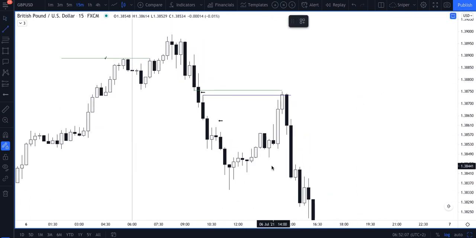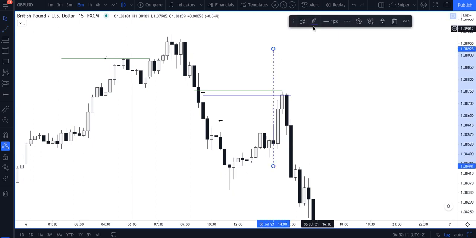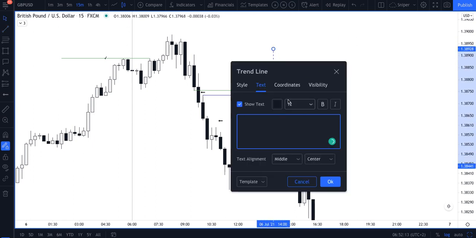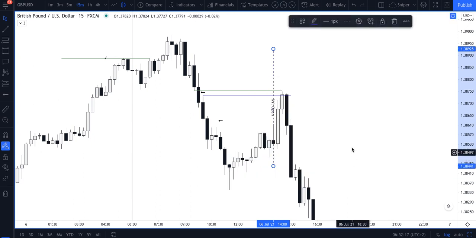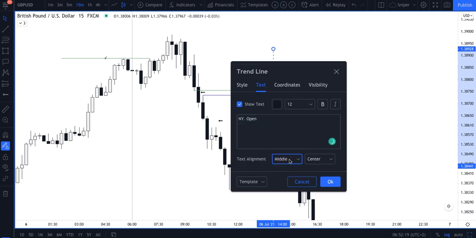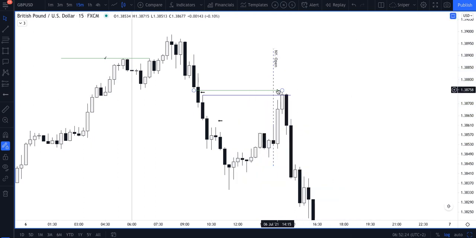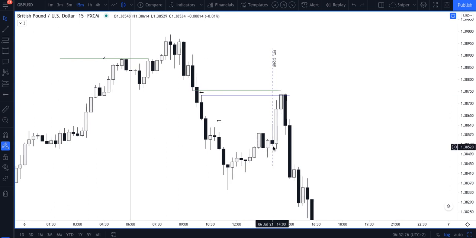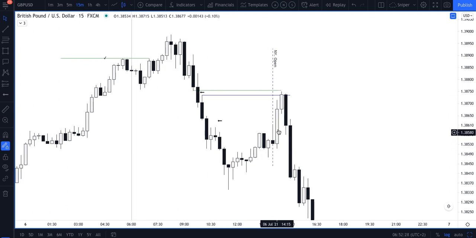Now, fourthly, New York Open. So this is our New York Open. We can just say New York Open. Move that to like this. This is our New York Open, and we can see that right after New York Open, we started seeing the rally towards the upside.